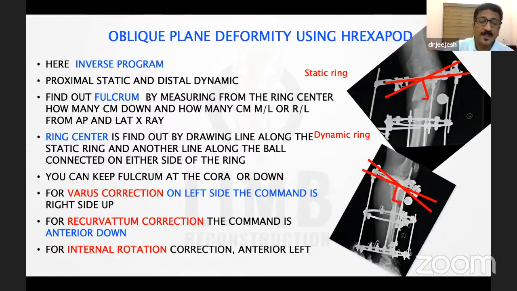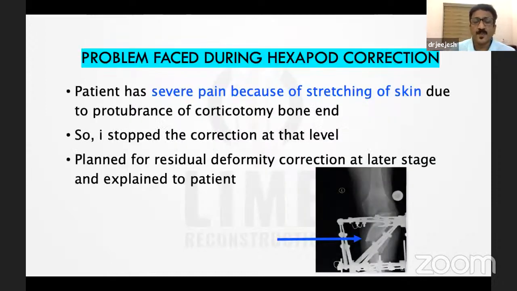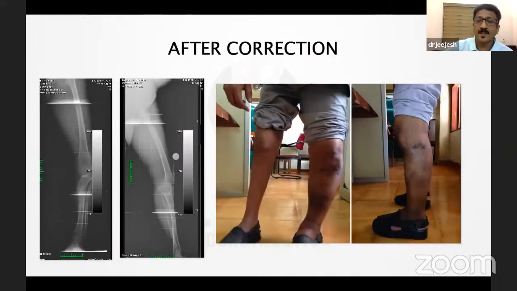The next thing is adding the commands, that is the varus correction. Whatever correction you need, you have to add in the expert software. Here it is varus, so right side up, the recurvatum is anterior down, and the internal rotation is anterior left. So these commands we have to add. So this was corrected here, but there was another problem occurring which I expected. Severe pain occurred because of the stretching of the skin, because of the severe protuberance. So I stopped at that level, and then I told the patient to do the residual deformity correction at a later stage. This was a clinical picture after the removal of the first stage.